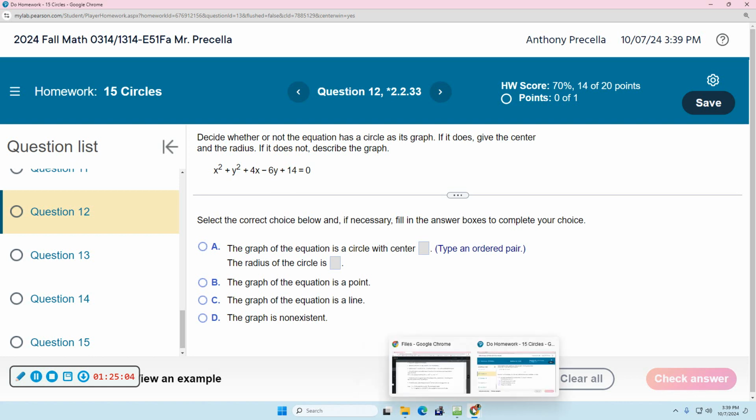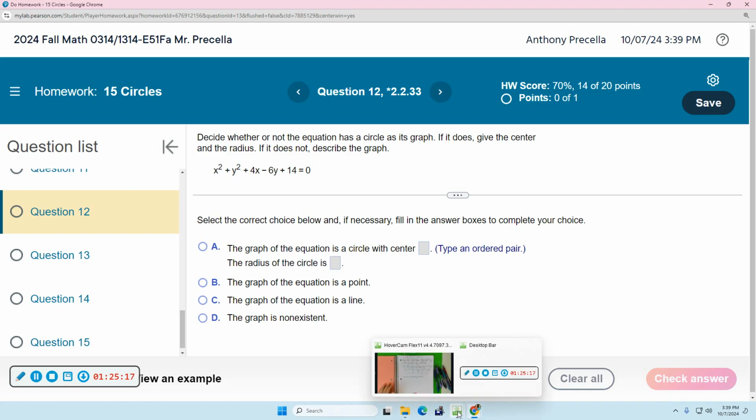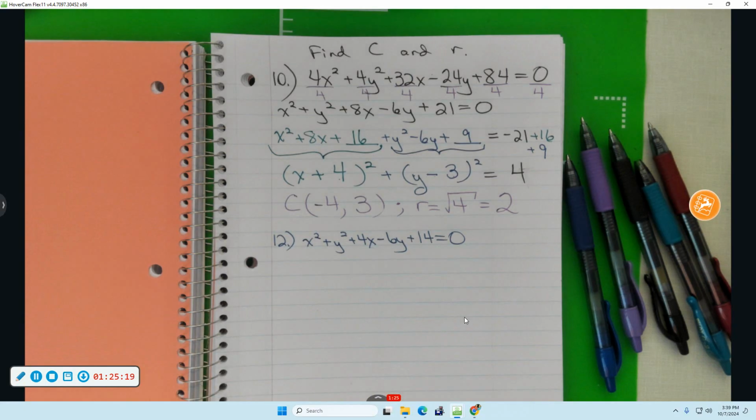Let's go through completing the square to get this thing written in center radius form. And let me make sure I didn't miscopy it. X squared plus y squared plus 4x minus 6. Okay, here.